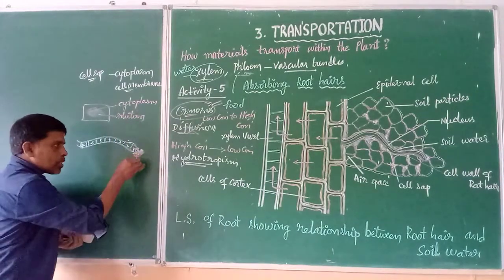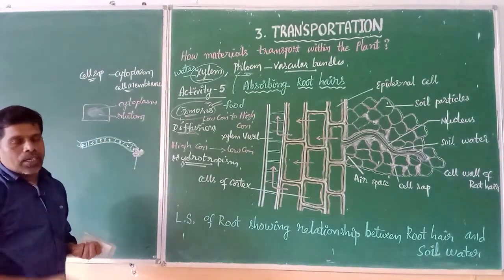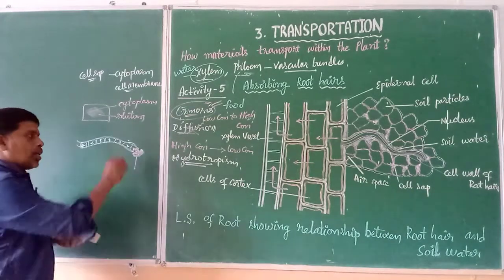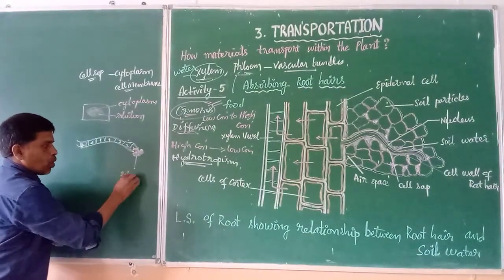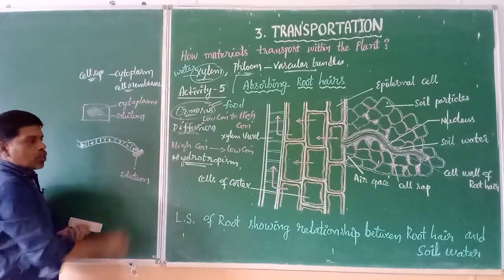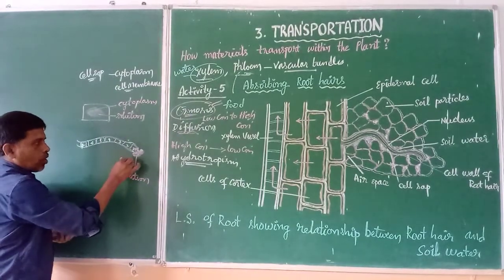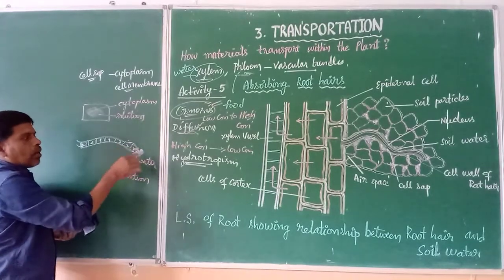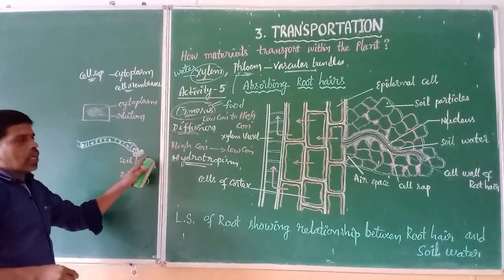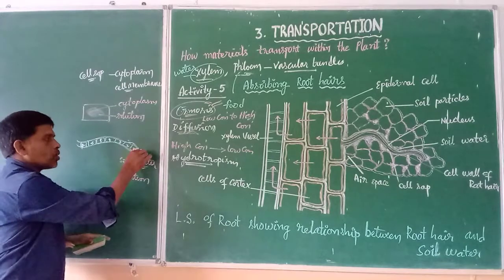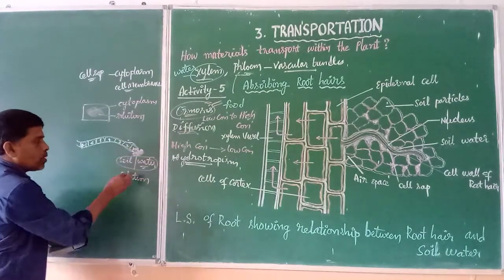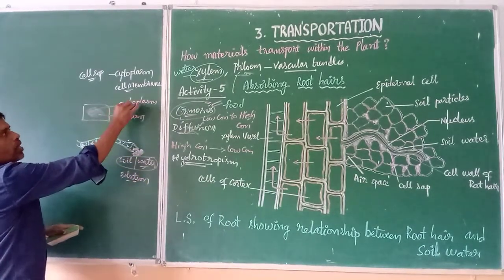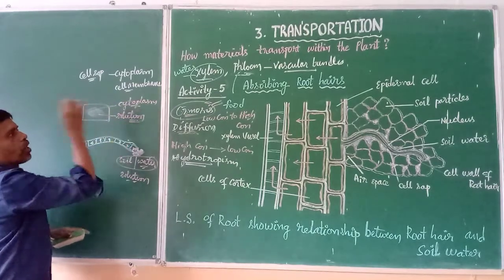Now the water which is available between the soil particles is not purely water, it is also one type of solution. This particular soil water contains not only water, but along with it some minerals naturally available in the soil are dissolved. So that is why this soil water can be called one type of solution, and the cytoplasm is considered one more type of solution.